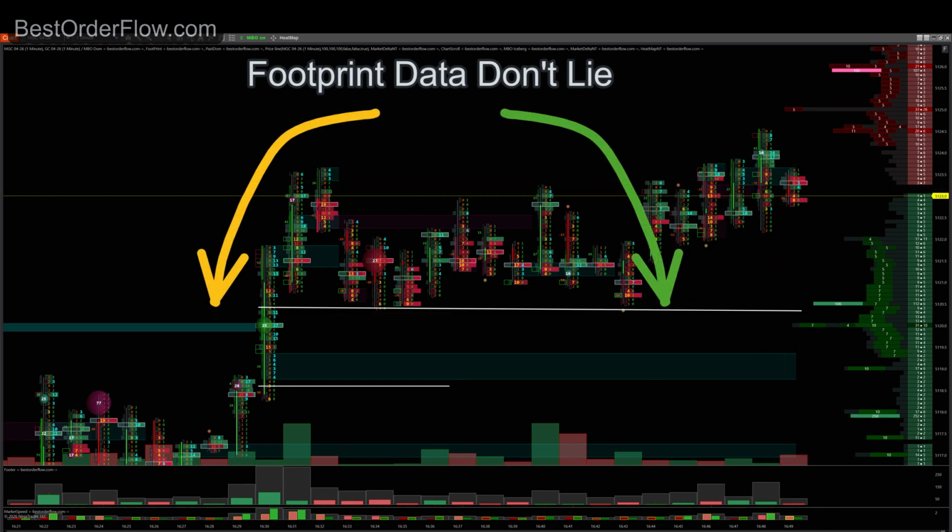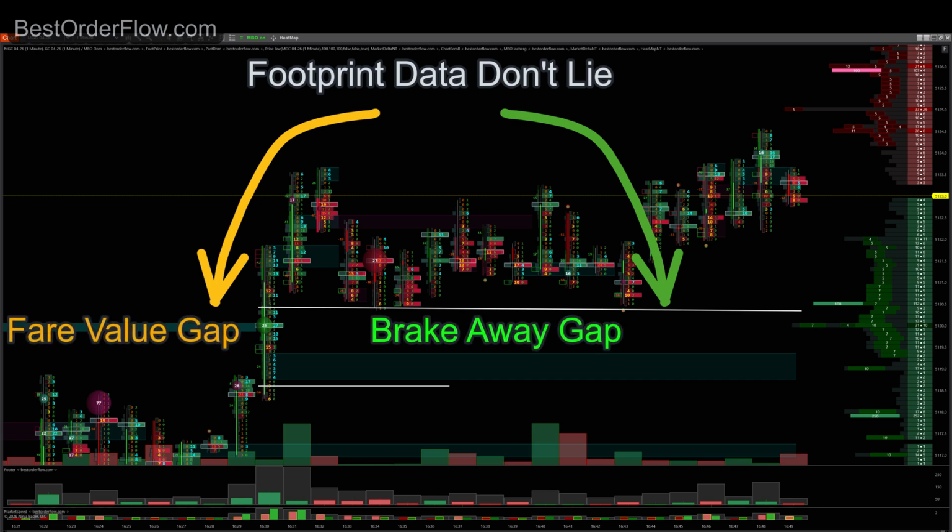And the bottom line is that you can distinguish between the fair value gap and the breakaway gap by looking at the footprint, because data don't lie. Only by looking at the solid data can we conclude whether it is a fair value gap or a breakaway gap. Numbers don't lie.